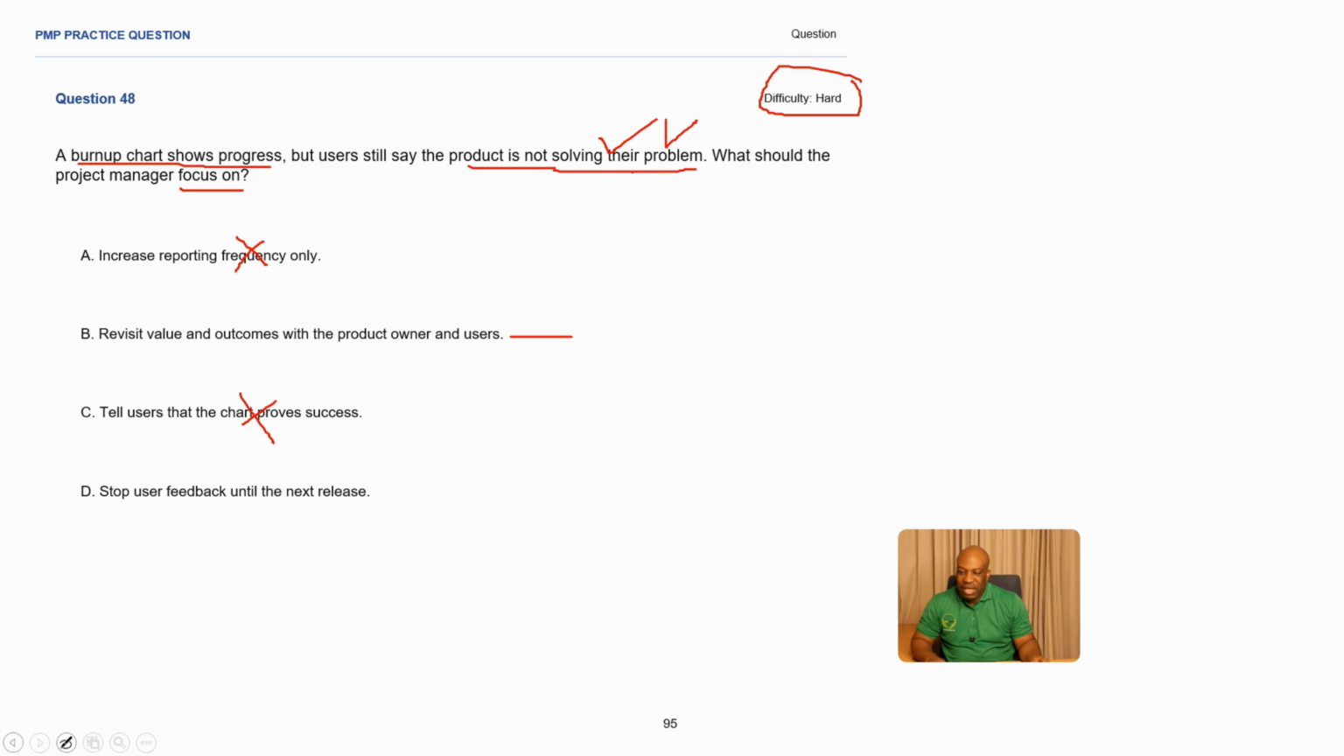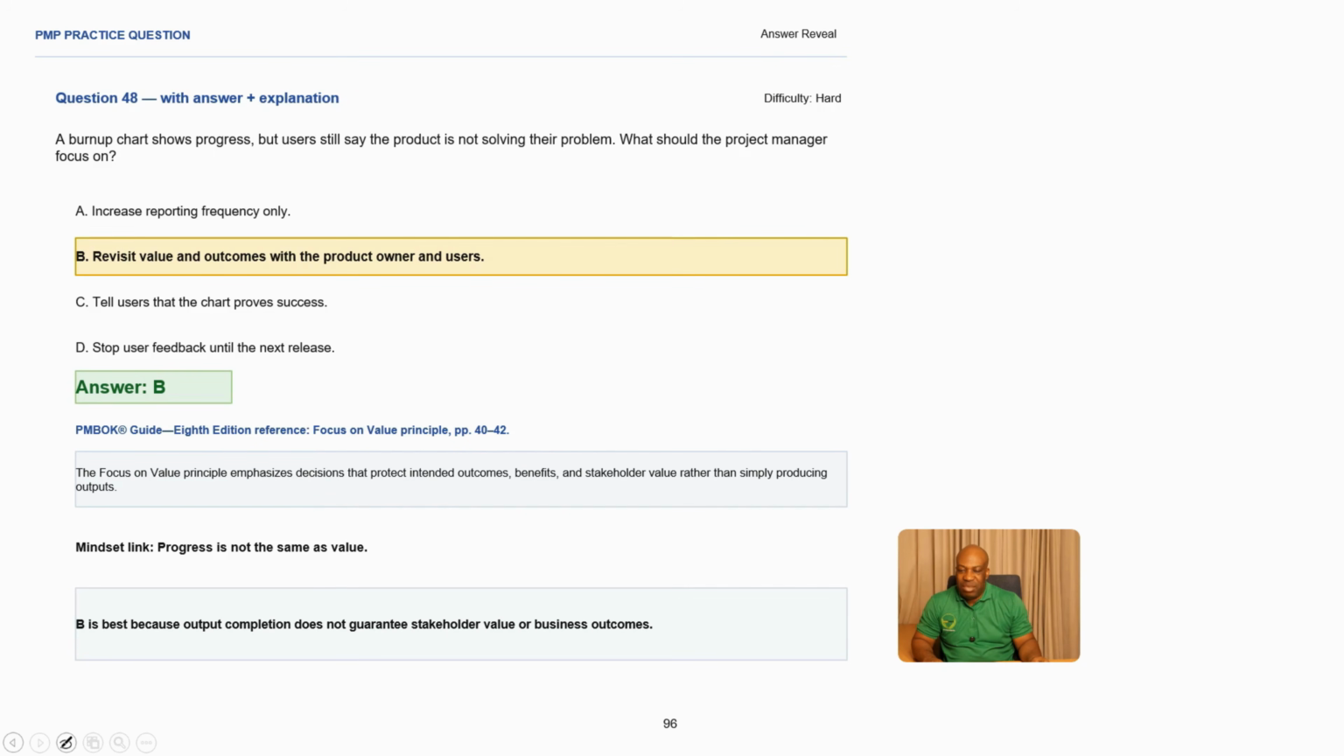Stop user feedback until the next release. User feedback is one of the mindsets. Continuous user feedback. Even in the manifesto of Agile, you're supposed to have continuous feedback with the users, making this one incorrect. So the best answer here is B, which is to revisit value, okay, outcomes with product owner.